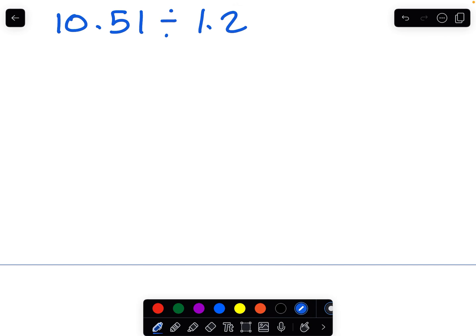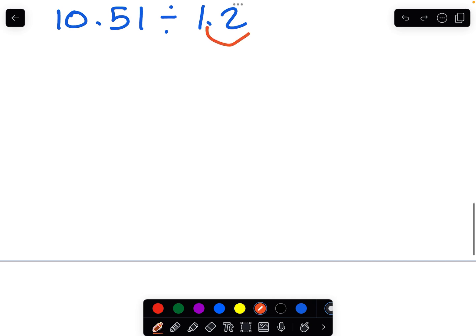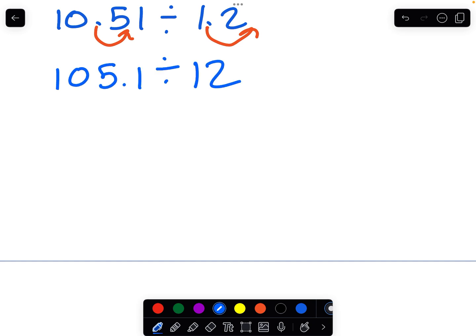Well, in this case, what I am going to do is I first look at my numbers, and I notice that the divisor has a decimal. We cannot have decimal points in the divisor. So what I'm going to do is I'm going to move this over, but I also need to move this over. So now my problem becomes 105.1 divided by 12. I can work with that.